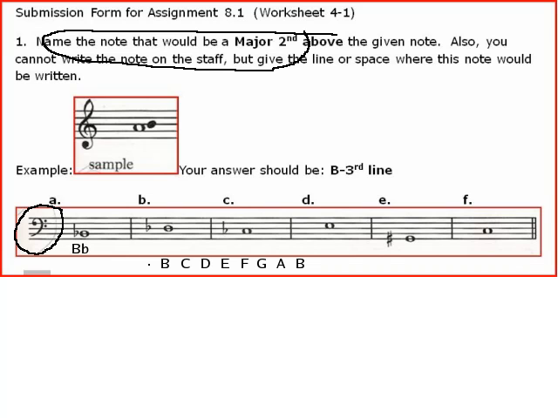Just 1 second here. I have to position this. And I'm not going to bother putting any more on here because I know that all we need is a second here. So to find the basic second above B, or B flat, which was given, what is that going to be?